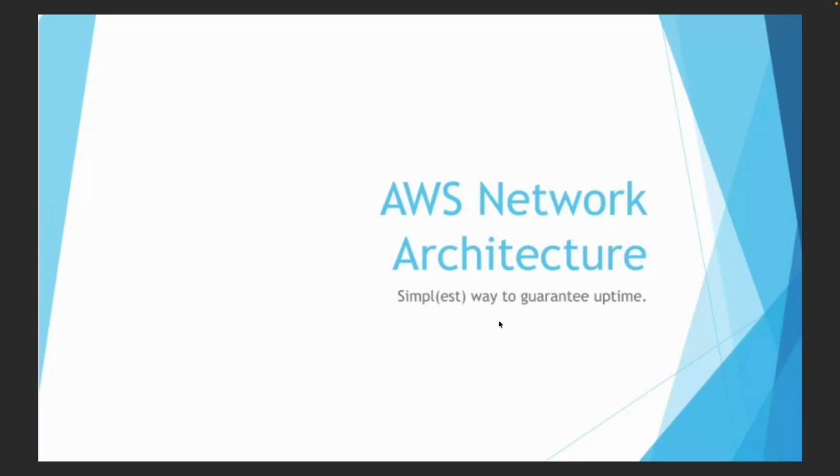Hello, everyone. Today we're going to be talking about AWS network architecture and the simplest way to guarantee uptime for your applications. We'll walk through key building blocks that make the cloud networks secure, reliable, and scalable.